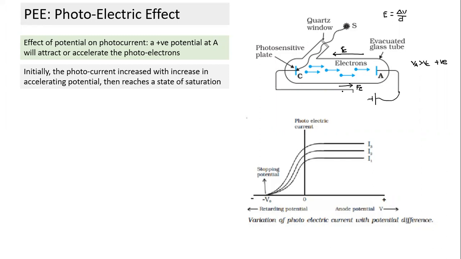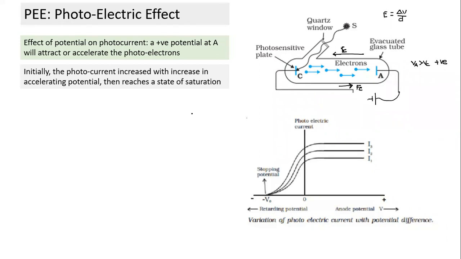So what we understand here is, if we maintain positive potential, it tends to push electrons from the C plate to the A plate. So positive potential creates a field like this. It creates a force on the electron like this. So it accelerates the photoelectron. It pushes the electron from this side to this side.